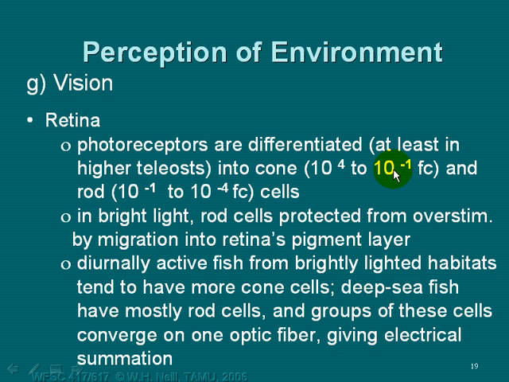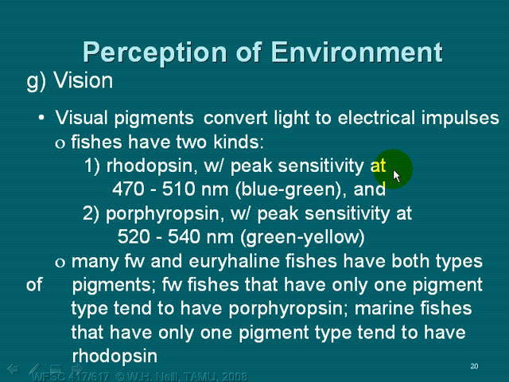Diurnally active fish from brightly lighted habitats tend to have more cone cells. And then deep sea forms and fish from deeper in the water tend to have more rod cells. And even in the really deep forms, the rod cells have convergent fibers that summate the information coming from multiple cells on one optic fiber, so that you get this electrical summation, which basically makes them able to see better in really low light.